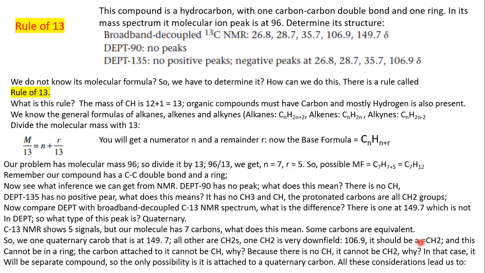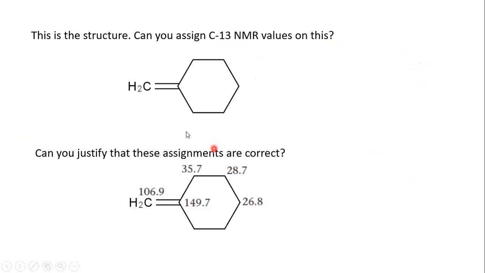So on the basis of all these considerations, one by one, using the rule of 13, finding out the base formula and the molecular formula, counting the number of carbons in the C13 NMR spectrum, comparing it with the DEPT spectra, ruling out the things one by one, explaining our data and rationalizing our conclusions, ultimately we come to here. So this is the possible structure.